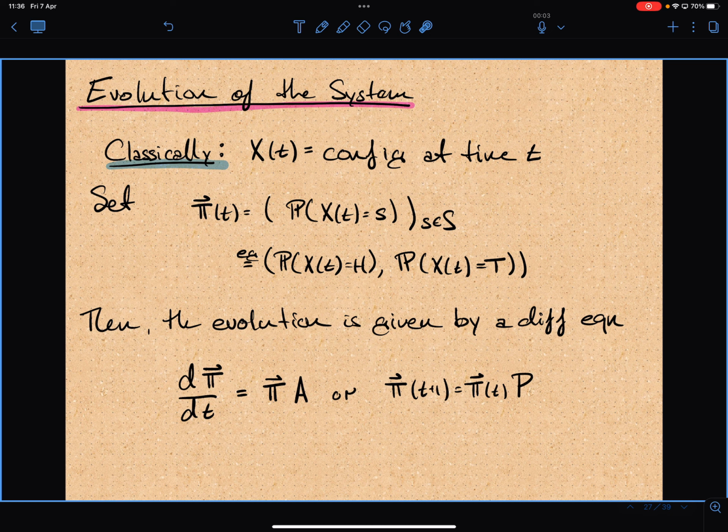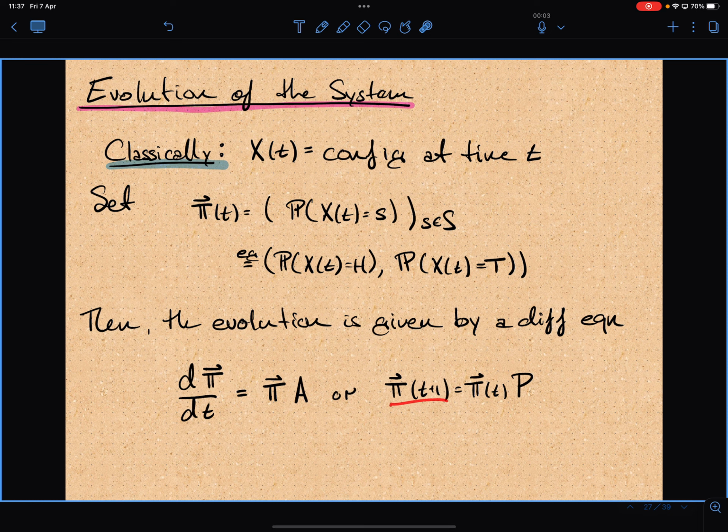So for the coin flip, the configuration at time t is going to be the probability. We're going to see how the probability evolves for each of the configurations, h and t. And the evolution is given by a differential equation or a difference equation, depending on whether you're in continuous time or discrete. If you're in continuous time, the evolution of the probability is given by this differential equation, where you take the derivative of the entries and you take this vector and multiply it times a matrix A.